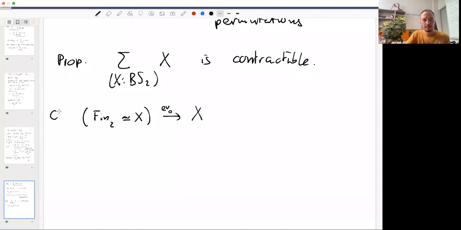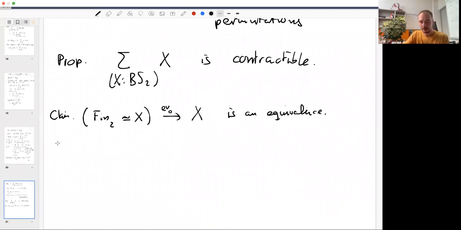So here's the claim. This is an equivalence. And if we prove that, then of course it's going to follow that the total space of pointed two element types is contractible. Because if we have such an equivalence, then it's going to induce an equivalence on total spaces. This total space is contractible, so the total space of this one will be contractible.